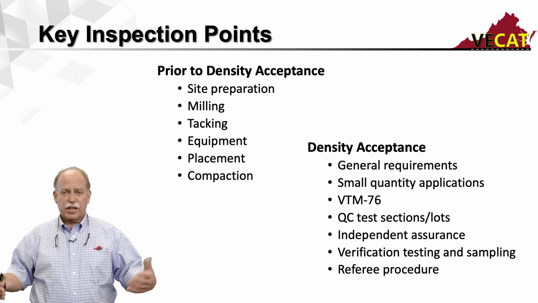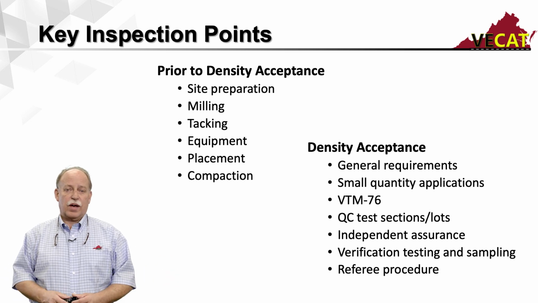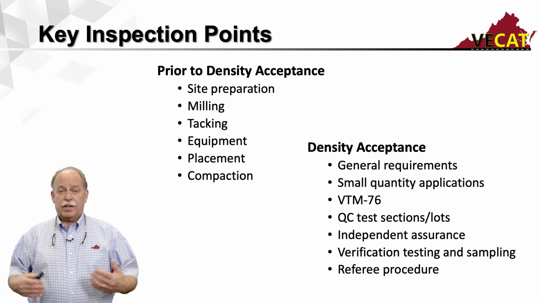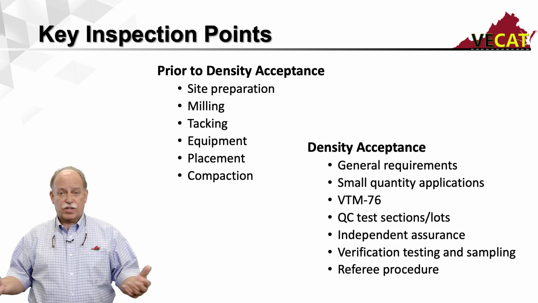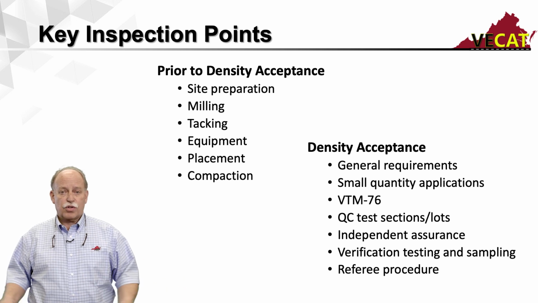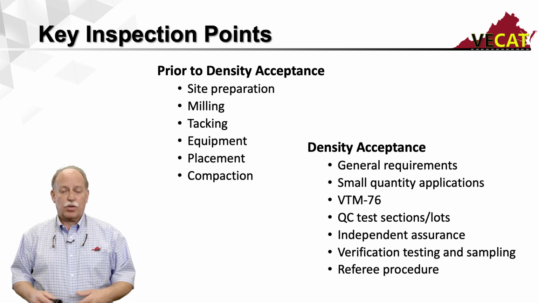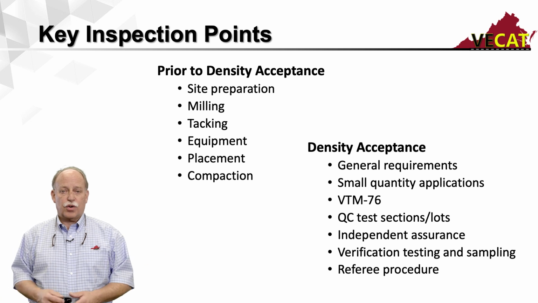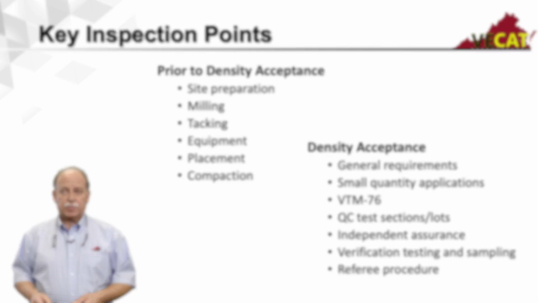And then lastly, there's a referee procedure. So if it turns out that for some reason things don't agree, that the verification testing says that maybe material fails and the contractor's test says it's passed, there's a referee process in place so that you can walk through that and ensure that the proper decision's made for that specific section of roadway.